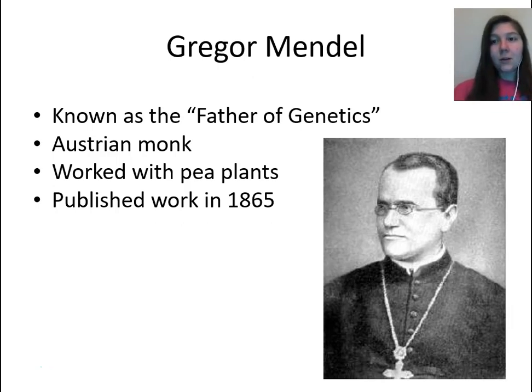So basically he was a gardener because a lot of monasteries produce their own food, and a lot of his studies come from his experiences working with plants. His work was published in 1865, and he was not given this title of Father of Genetics until after he died.